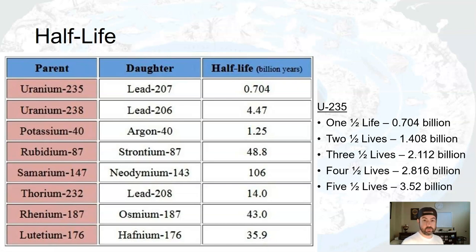Now when we use this material, and I'll show you how it's done, we don't use just one. We usually use multiple isotopes and count the parents and daughters of these multiple different ones. We might use 235 and 238.